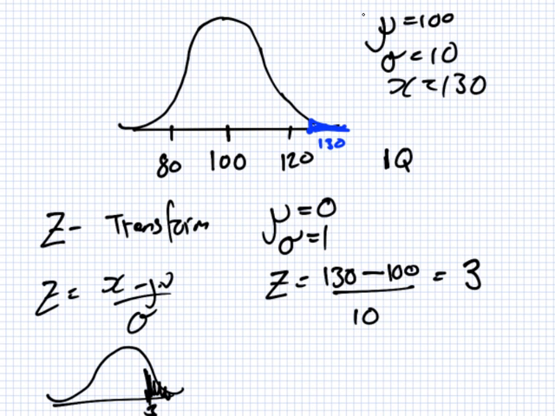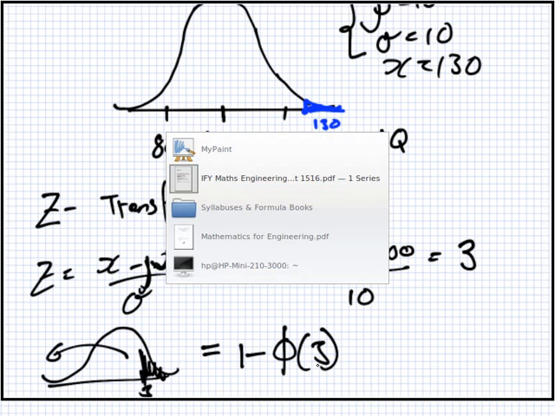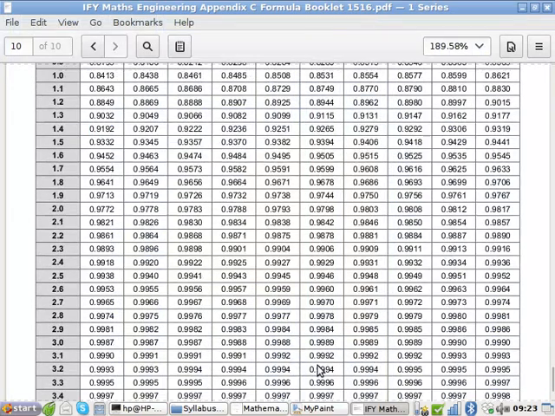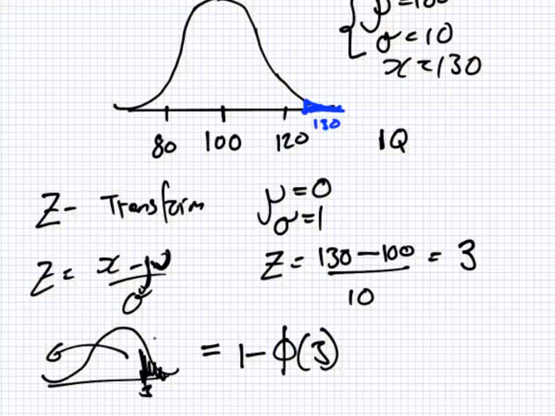It's given here. I'm using this formula. Okay, so what was I saying? Oh yeah, so we want the area bigger than 3. So that's equal to 1 minus the area less than 3, which is 1 minus phi 3. So if we look in our table book now, phi 3 is 0.9987. So that would be 0.0013.